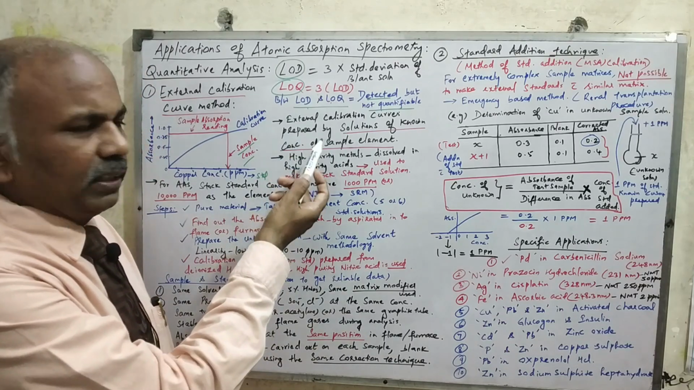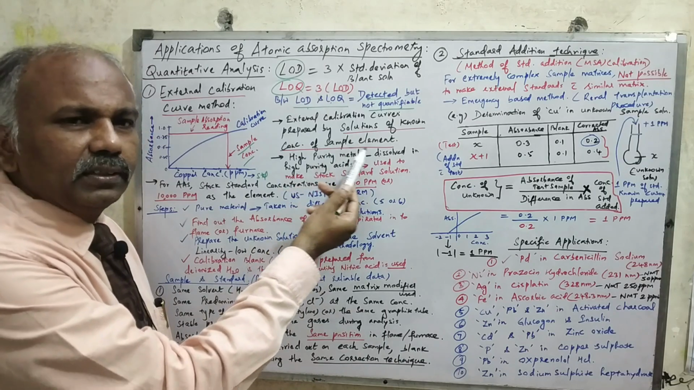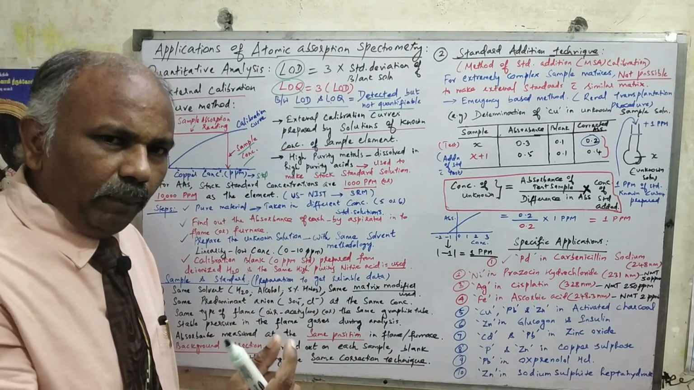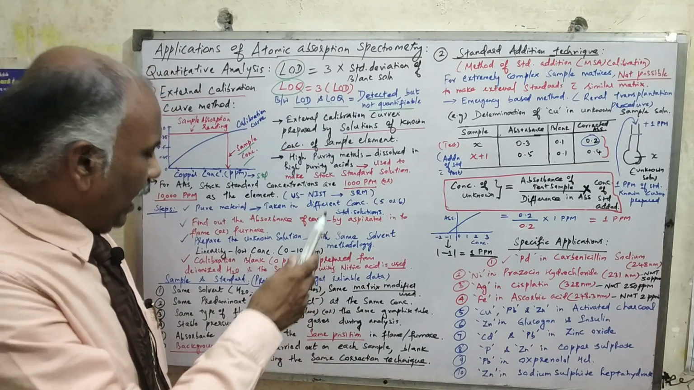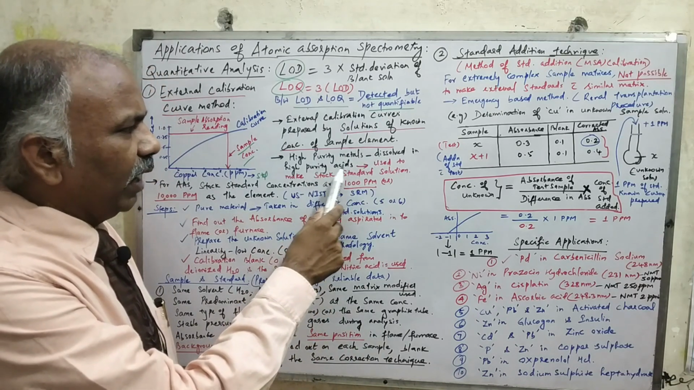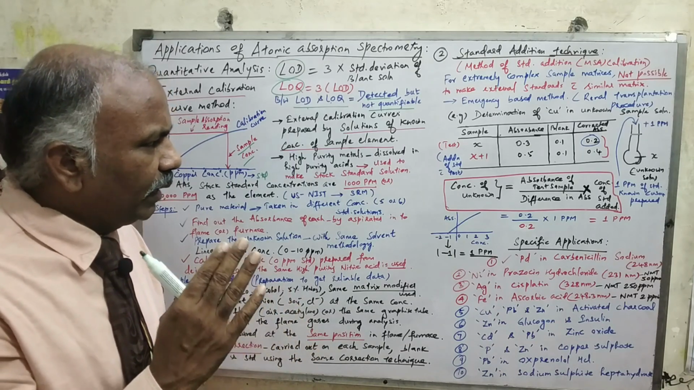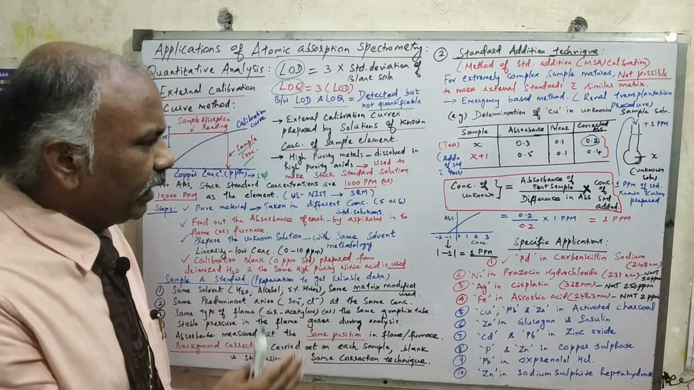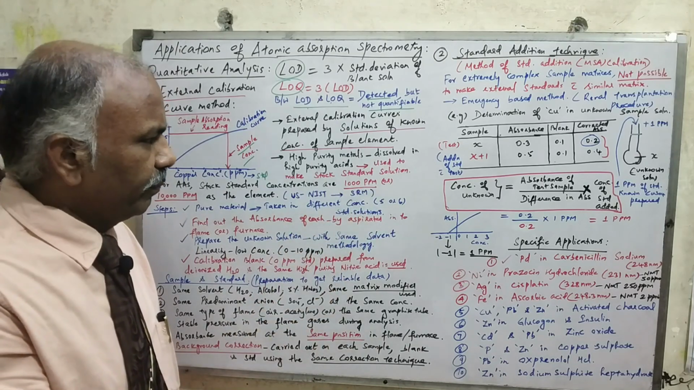So we should remember that external calibration curves are prepared from solutions of known concentration of the sample element. If it is copper, we use copper sulfate; if it is lead, we use lead nitrate. High purity metals are dissolved in high purity acids. They are used to make the stock standard solution, right?